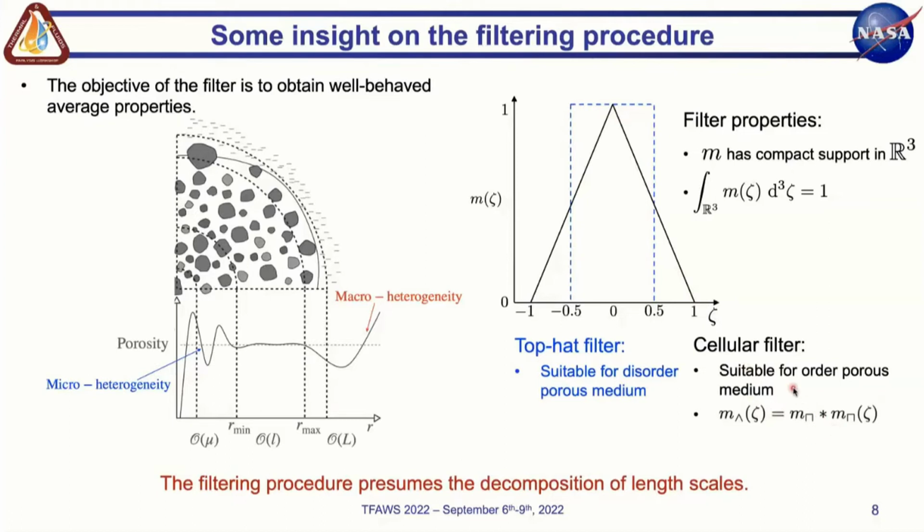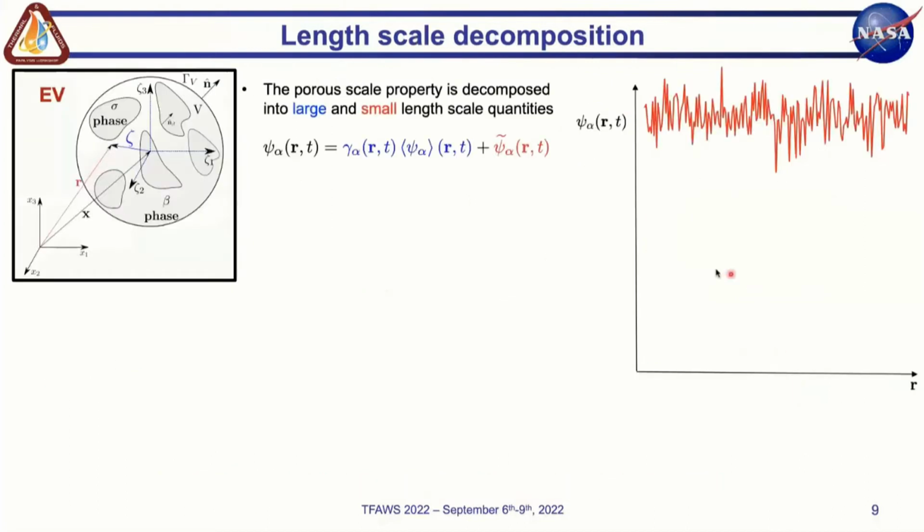So the filtering procedure presumes the decomposition of length scales. And what do I mean by that? Let's say, if you have your pore scale quantity, which I'm showing here, you can decompose that into something that contains information at the large scales and something that contains information at the small scales.